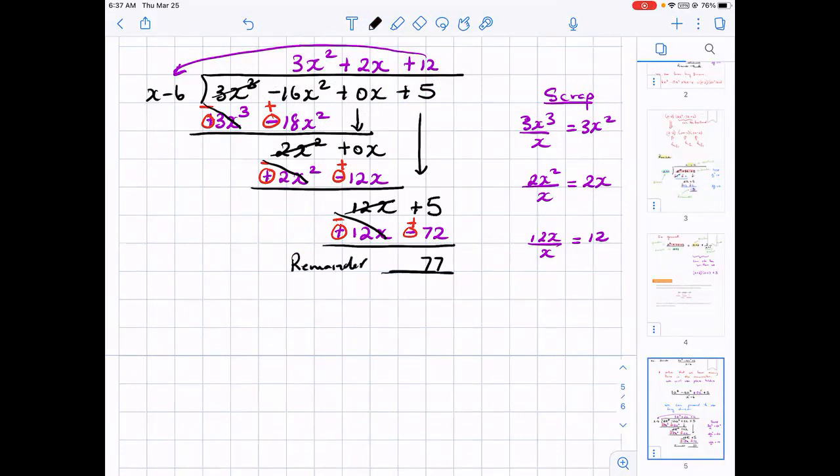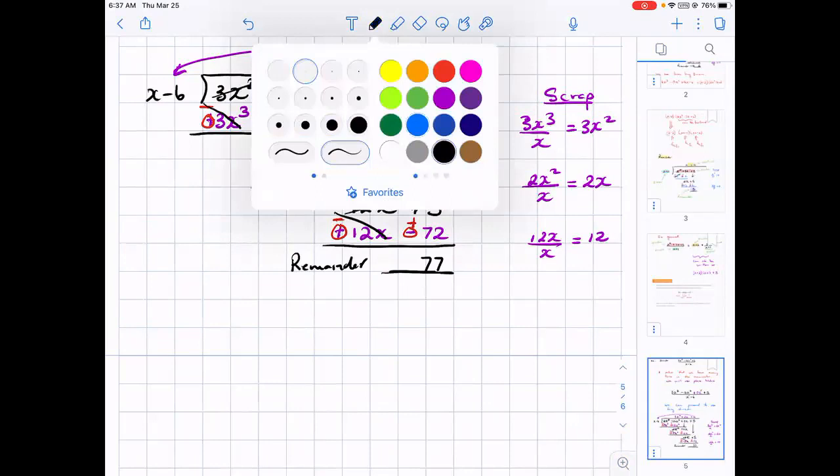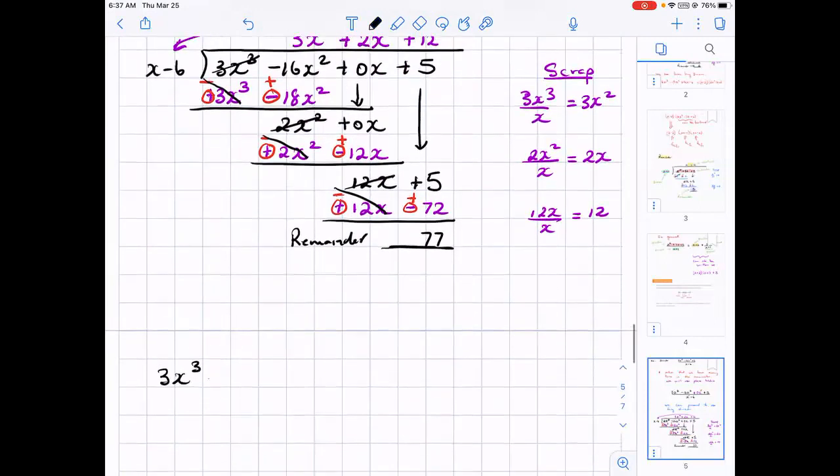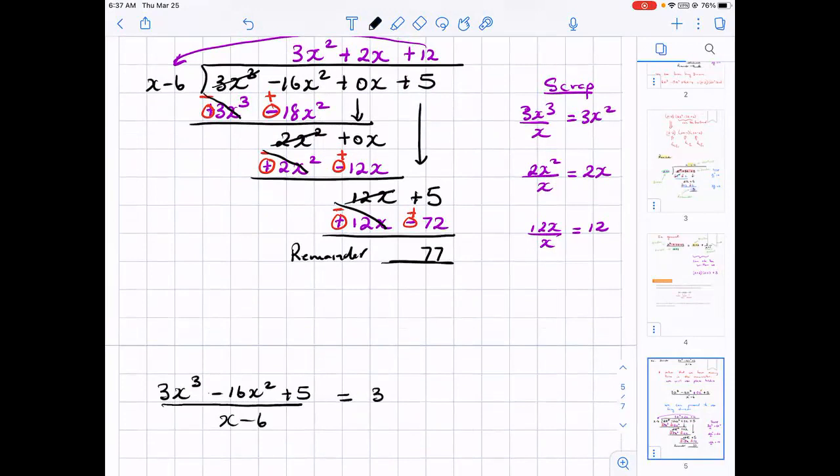Okay? This is my remainder. So what we can say here is that 3x cubed minus 16x squared plus 5 divided by x minus 6 is the same as 3x squared plus 2x plus 12 plus the remainder 77 over the divisor x minus 6.